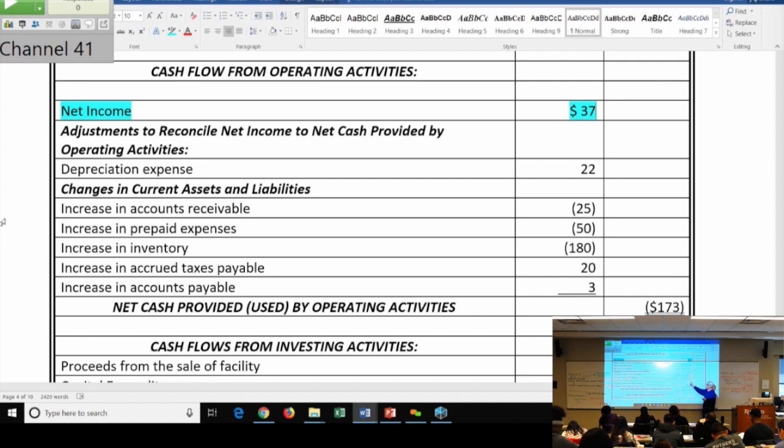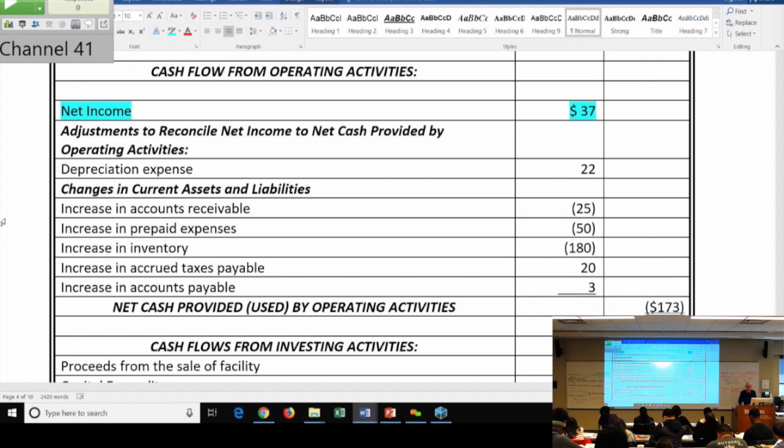Inventory goes up. Why does it use more cash? Because not only did you have to have enough inventory to cover your cost of goods sold up in net income, but you also increased the inventory in your warehouse, so you had to buy more. Did you pay for all of it? Well, if accounts payable go up, not necessarily. So you add that back, and taxes payable went up, you didn't pay for that either. So if liabilities go up, you add them back.